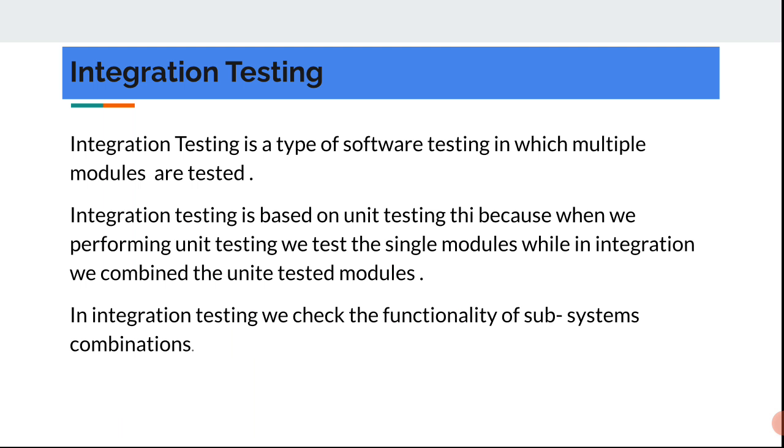In integration testing we check the functionality of the combination of subsystems. Integration testing is performed when the components are combined and the functionality of more than one component is checked, so we call it integration testing. Integration testing also depends upon the unit tests. When the modules are checked singly, then the functionality will be up to 70-80% correct.